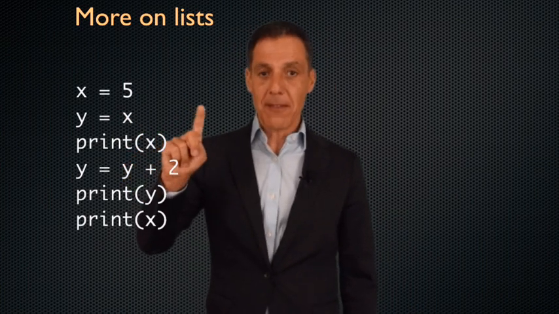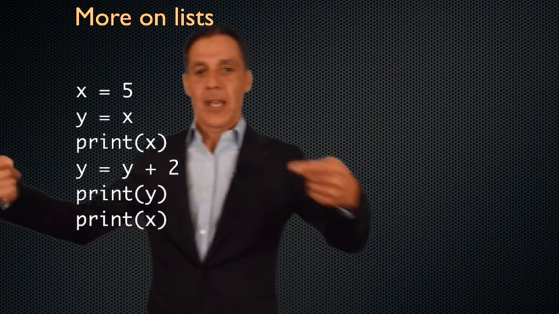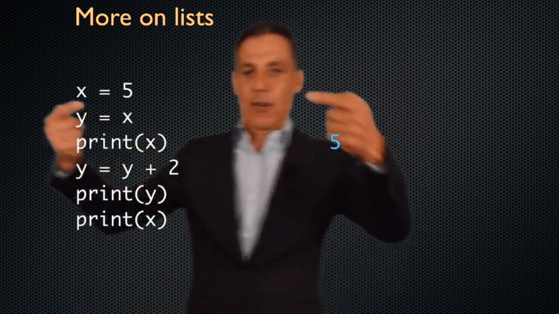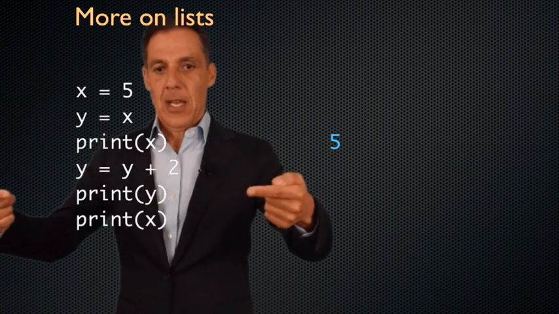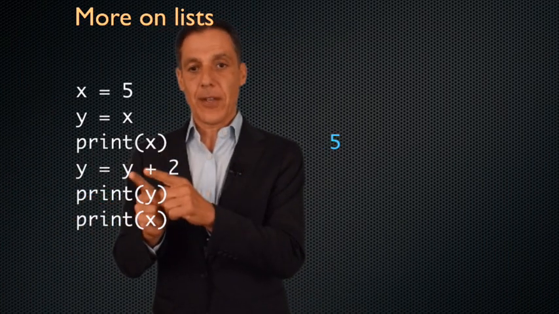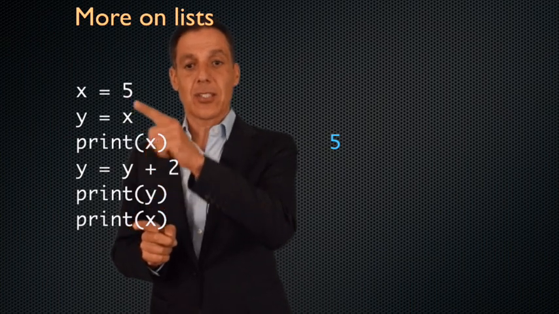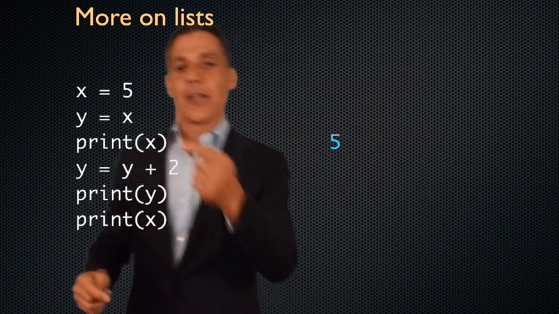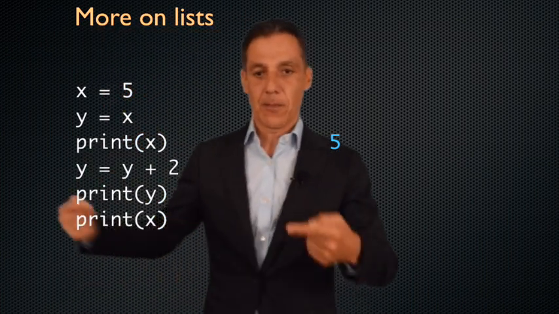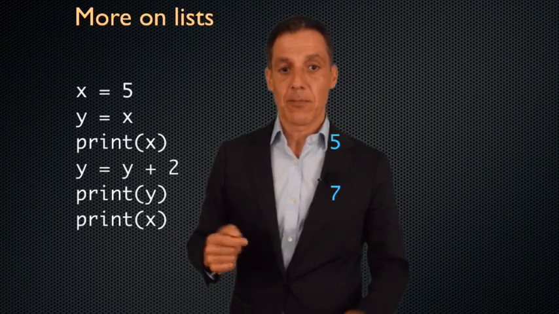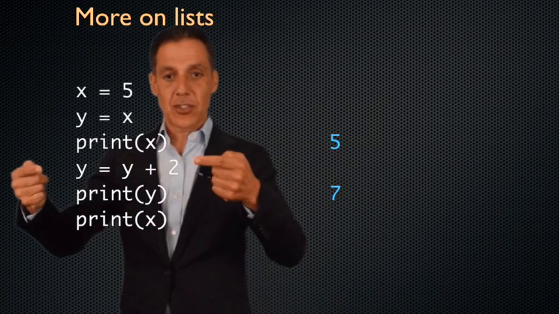So to see that, let's look at the rest of the code. If I print x, what will I get? Of course I get 5, right? Because that's just this value. All right, y equals y plus 2. What is this statement going to do? It's going to take the current value of y, which is x, which is 5. So y is 5, add 2 to it, and reassign y to that value. So when I print y right here, what am I going to get? Good, 7, of course, because I've just assigned it.